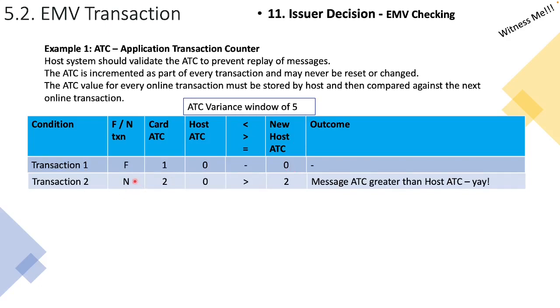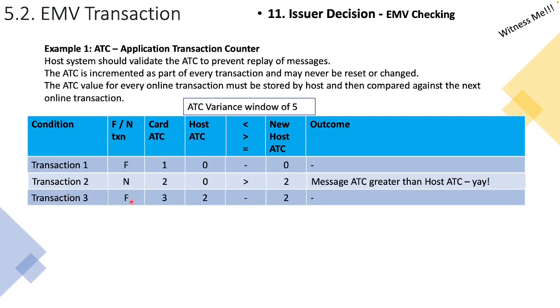Transaction 2, let's assume it goes online. So we know that the card will now increment from 1 to 2. At the time it reaches the host, the host's ATC value for this particular card is 0. So in this instance, 2 is greater than 0, which is good news. And then the issuer host will take this value that it received and write it to its own database.